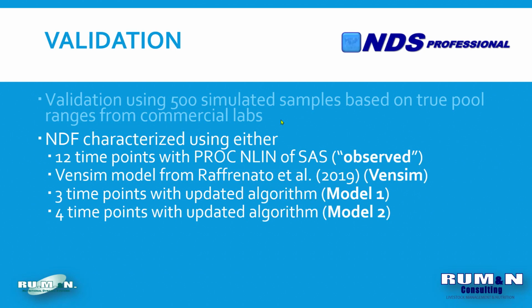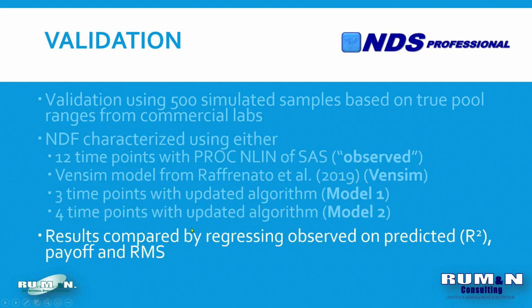Then the NDF was characterized using 12 time points with the nonlinear procedure of SAS, and in this case, these were the references or the observed values. Then the Vensim model that was previously published, model number 1, which is our algorithm using only 3 time points, and model number 2, which is our algorithm using 4 time points, so with the addition of the 12 hours NDF digestibility. And the results were compared using traditional stats between the observed and the predicted.